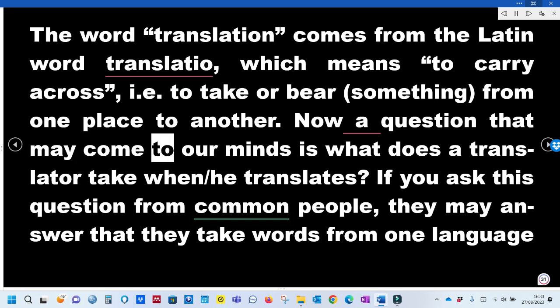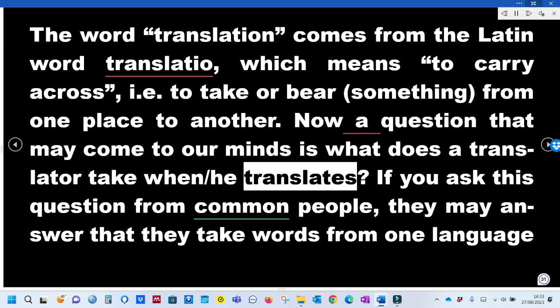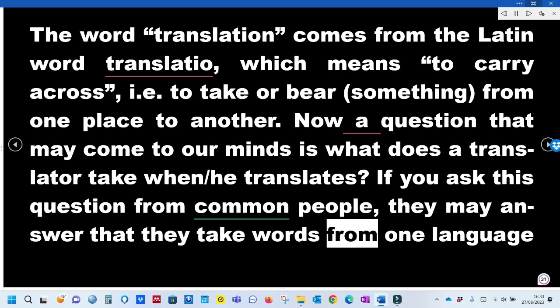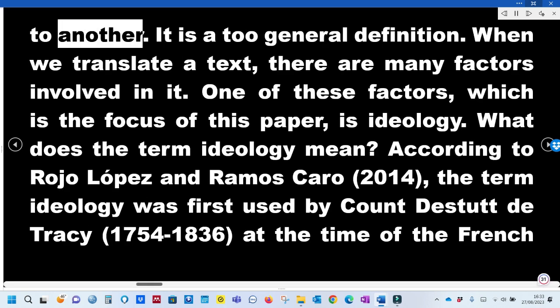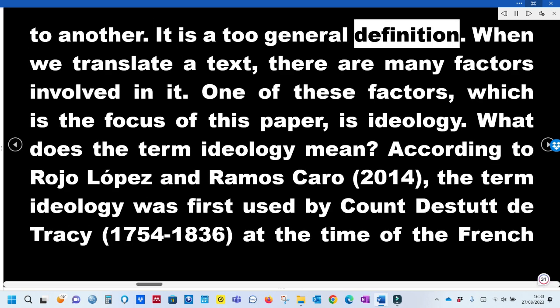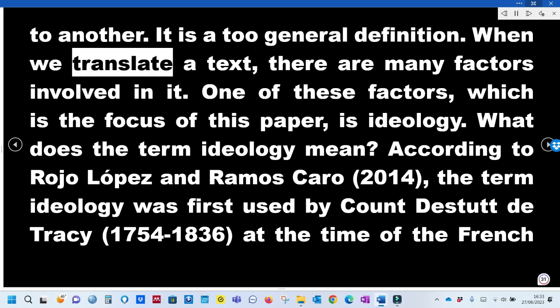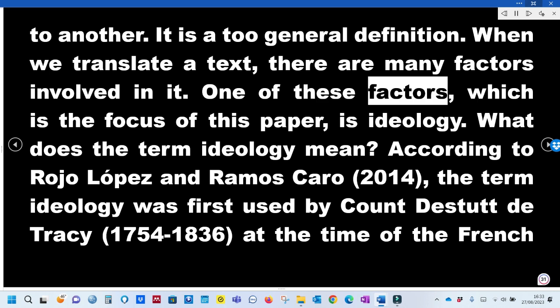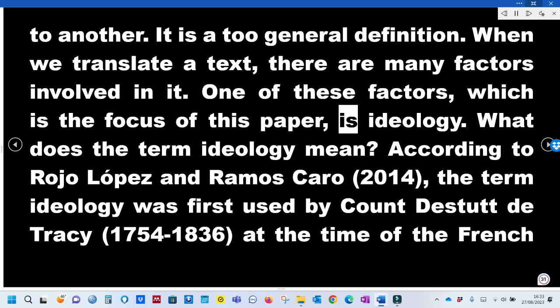Now a question that may come to our minds is, what does a translator take when he translates? If you ask this question from common people, they may answer that they take words from one language to another. It is too general a definition. When we translate a text, there are many factors involved in it. One of these factors, which is the focus of this paper, is ideology. What does the term ideology mean?